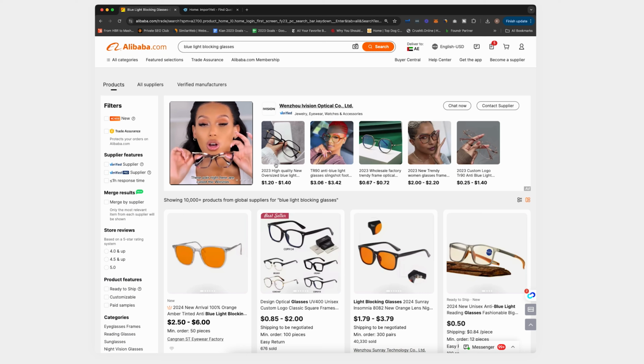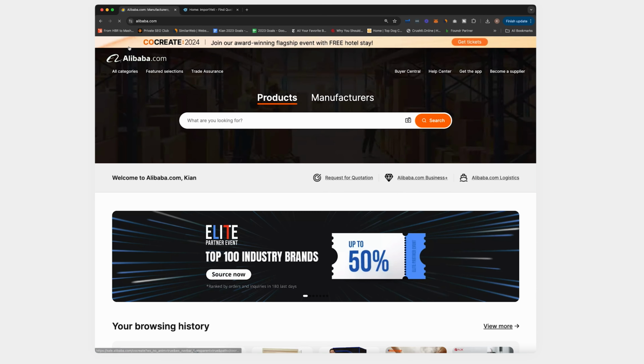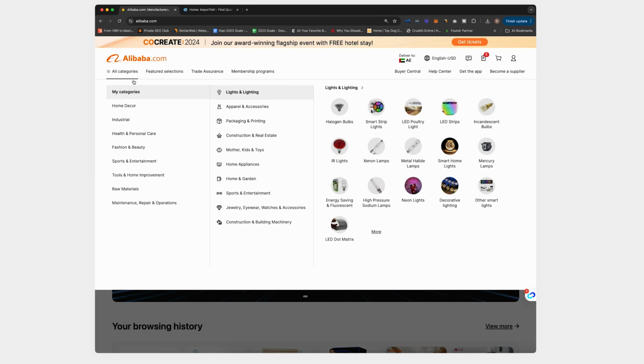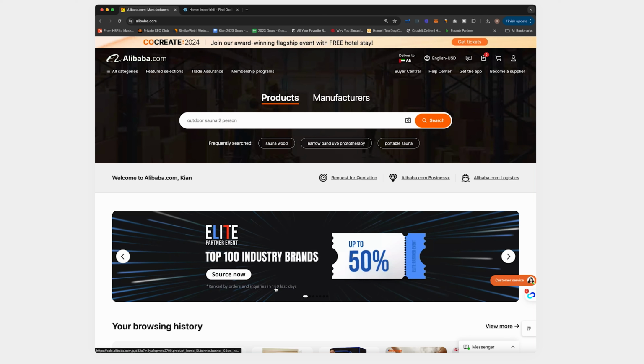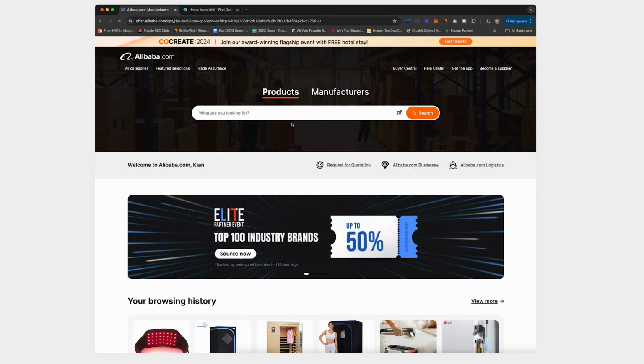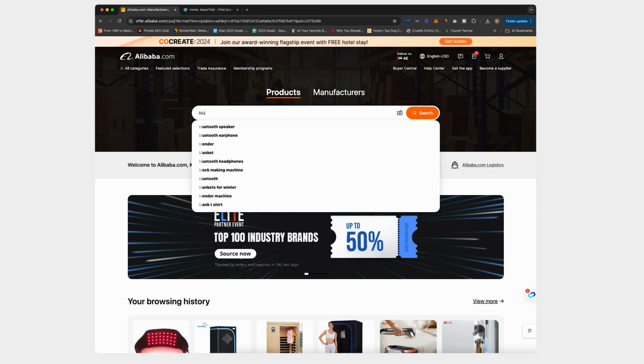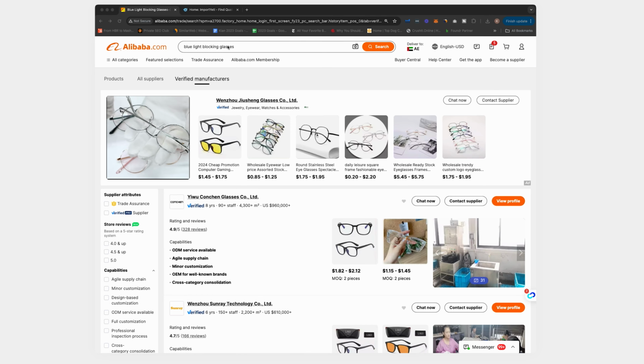So the purpose of Alibaba is to find the right manufacturer. Once you found the right manufacturer, then you can negotiate your price down. So rather than searching by products, I'm going to search by manufacturers, right? And I'm going to type in the exact same thing. Blue light blocking glasses. So now we have blue light blocking glasses, but we're searching by manufacturers.